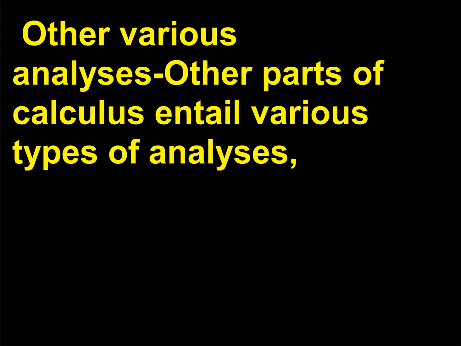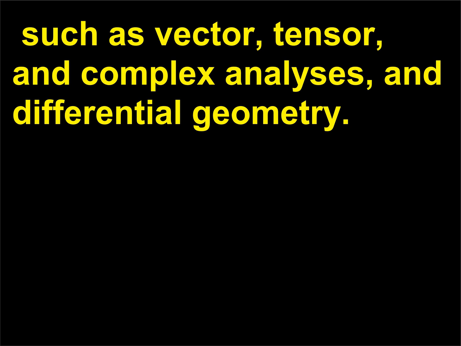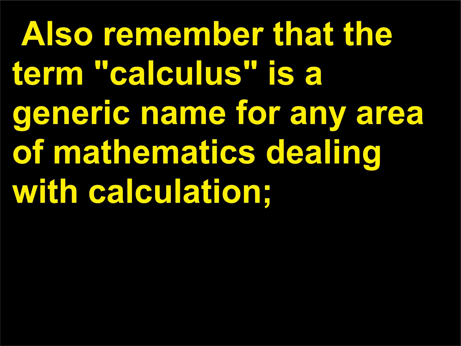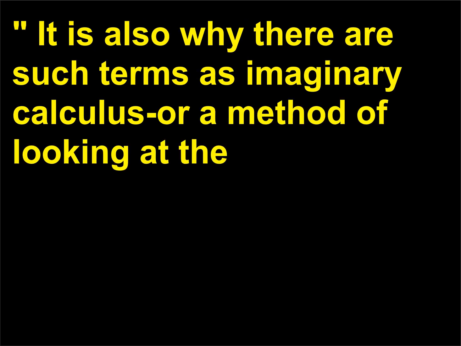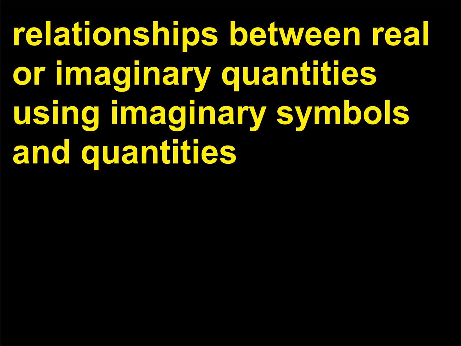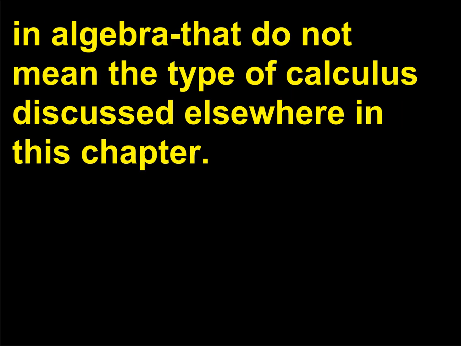Other various analyses. Other parts of calculus entail various types of analyses, such as vector, tensor, and complex analyses, and differential geometry. Also remember that the term calculus is a generic name for any area of mathematics dealing with calculation. Thus, arithmetic could be called the calculus of numbers. It is also why there are such terms as imaginary calculus, or a method of looking at the relationships between real or imaginary quantities using imaginary symbols and quantities, in algebra that do not mean the type of calculus discussed elsewhere in this chapter.